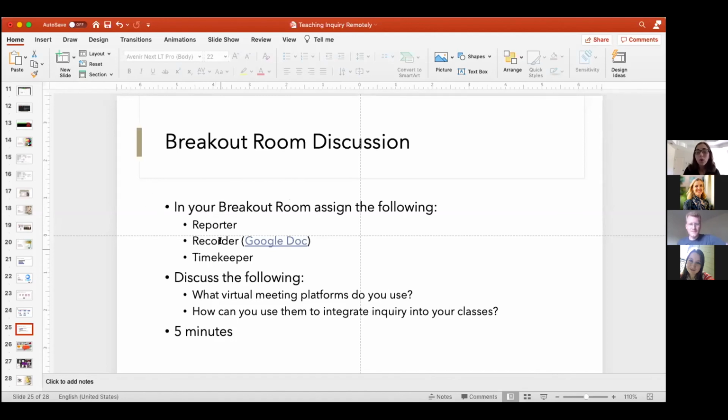2 is a recorder. You want to have somebody recording what the group is doing on some sort of wiki. I'll go over why in just a second. And then 3rd is a timekeeper.